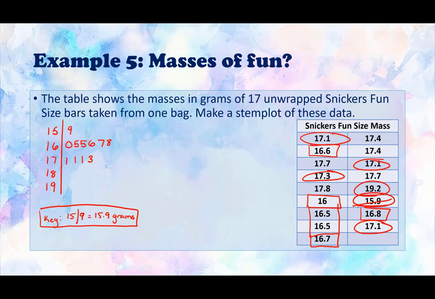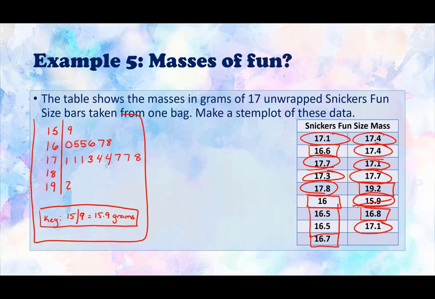And then it looks like we have a few 17.4s. So we have 1, 2. So that's going to be reflected over here. 1, 2. And then after 17.4, it looks like we have two 17.7s. So we have 1, 2 7s, and then a 17.8. Okay, we don't actually have anything in the 18s, so this whole 18 row right here is going to be completely blank. But don't forget, we do have that 19.2, and we're going to put that right here. So this is actually our stem and leaf plot for this data right here.